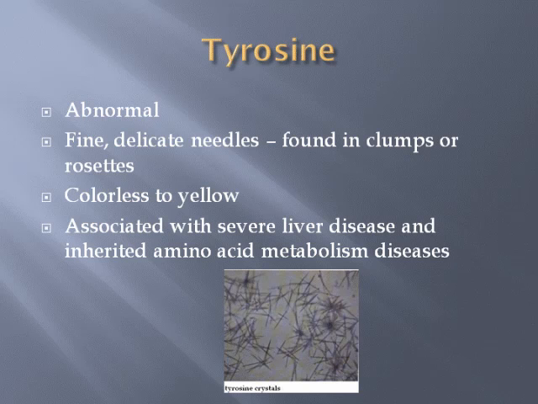Tyrosine crystals are also abnormal. They're fine, delicate needles found in clumps or rosettes. They are colorless to yellow. They're also associated with severe liver disease and inherited amino acid metabolism diseases. The way to differentiate these from bilirubin crystals is they're more slender, more delicate looking, and even though they can look kind of yellow, it's a different kind of yellow than you would see with the bilirubin.